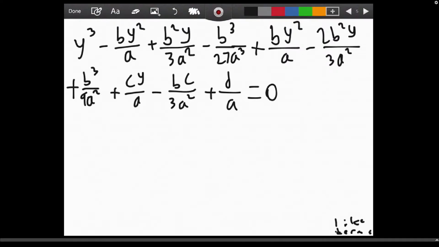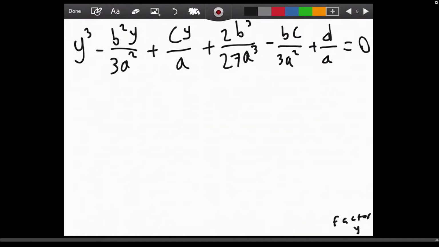Again, doing algebra, I'm skipping past that. You can do this, check your answers here if you'd like. But if we combine like terms, it's going to give us this slightly more bearable equation right here. y cubed minus b squared y over 3a squared plus cy over a plus 2b cubed over 27a cubed minus bc over 3a squared plus d over a equals 0.